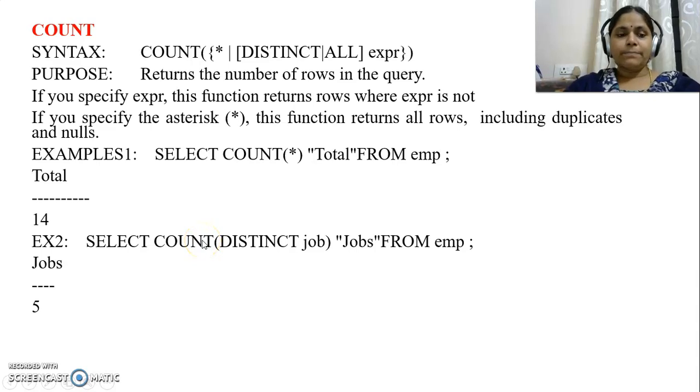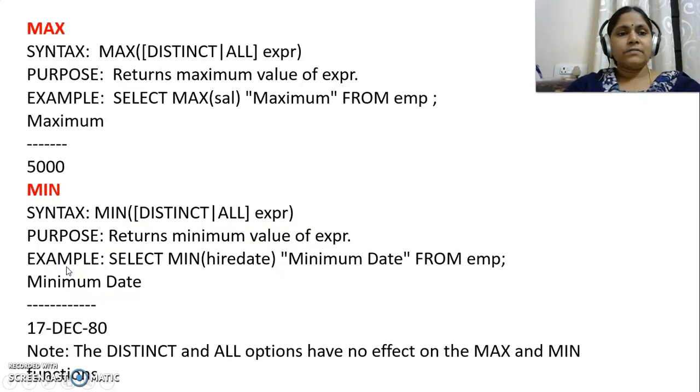This is another example. Select count of distinct job, aliasing it to jobs, from the EMP. With this example, it will display only 5 because I have given distinct job. It will eliminate all the duplicates and return only unique values. And the heading is given as jobs. That is, the alias of this expression is given as jobs.